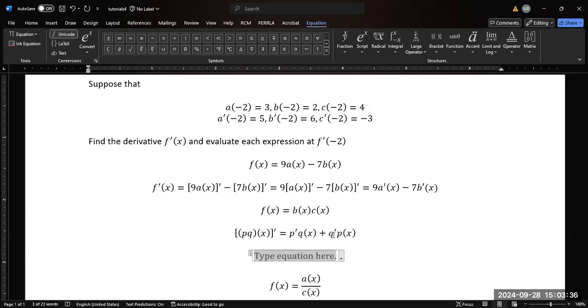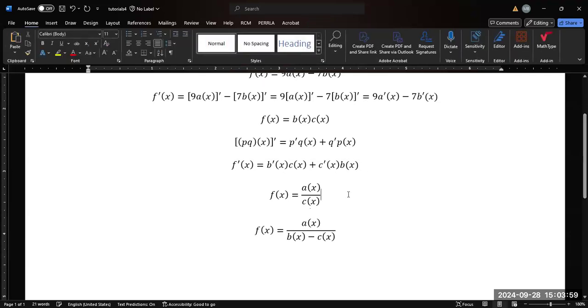And so all we're going to do is apply the product rule. So f prime of x for this part is b prime of x c of x plus c prime of x b of x. And because this is all adding, we can put these in any order we like.